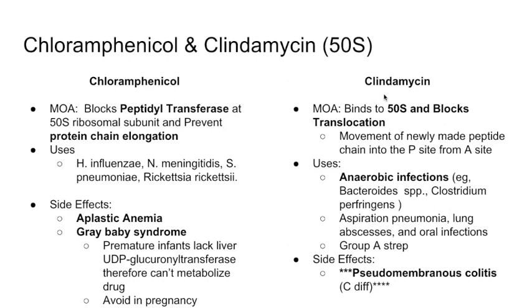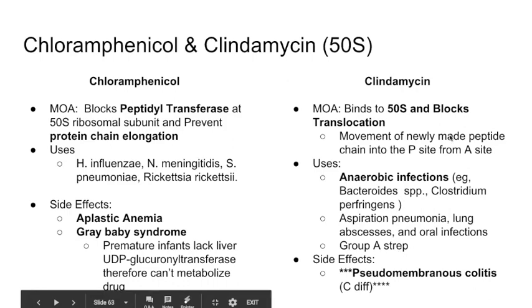Next medication is clindamycin. So it binds the 50S and it blocks translocation, which is pretty much the movement of the newly made peptide from the P site to the A site. So clindamycin, translocation, chloramphenicol, chain elongation. Clindamycin is used for anaerobic infections, so this is something that I would actually remember. So Bacteroides, Clostridium, things like that. It's used for aspiration pneumonia because that's when anaerobes get into the lung, lung abscesses and oral infections, all consistent with an anaerobic picture.